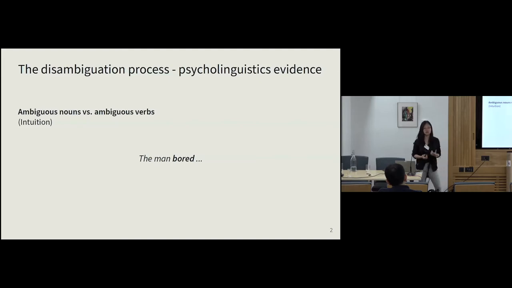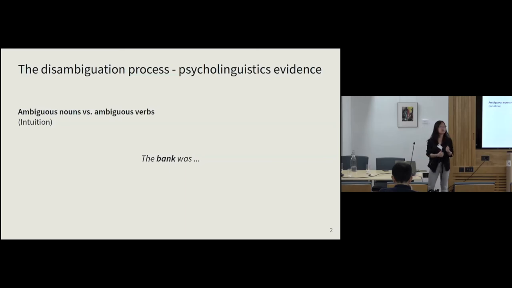Here's the intuition. If you have an ambiguous verb like to bore, and you see a partial sentence like "the man bored," the reflex is not to straightforwardly associate a meaning with to bore, but more to ask what the argument of that verb is. What did the man bore? Did he bore people? Or did he bore holes in the wall or something like this?